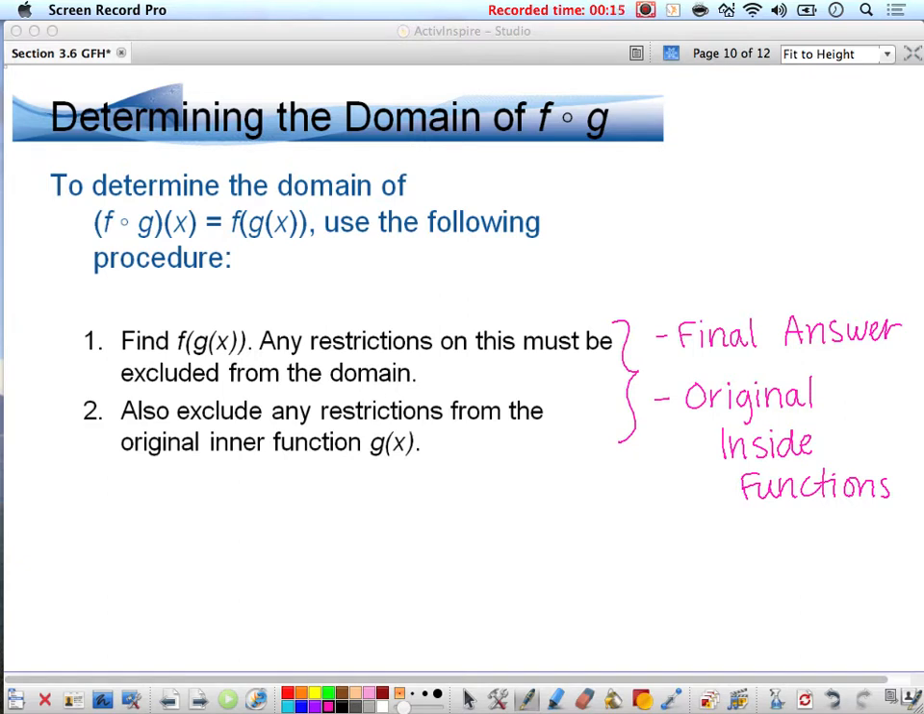If you want to find the domain of f of g of x, the first thing you have to do is find your final answer. Then you find the restrictions for both the final answer and the original inside function. Take all of those restrictions together and use those to find your domain. So let's look at an example.